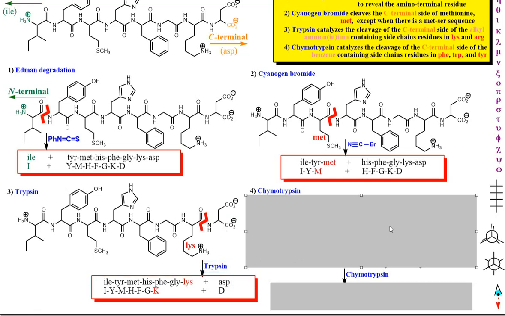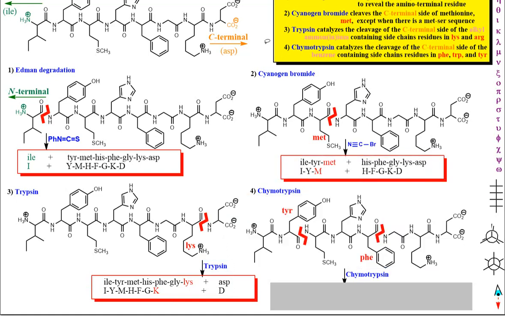Okay, chymotrypsin. Chymotrypsin is going to catalyze the cleavage of the C-terminal side of the benzene-containing side chains. There's 3 amino acids with benzene in them. Phenylalanine. Phenylalanine is this one. Tryptophan, not appearing on this tetrapeptide, but tyrosine is right here. Parahydroxyphenylmethyl group there.